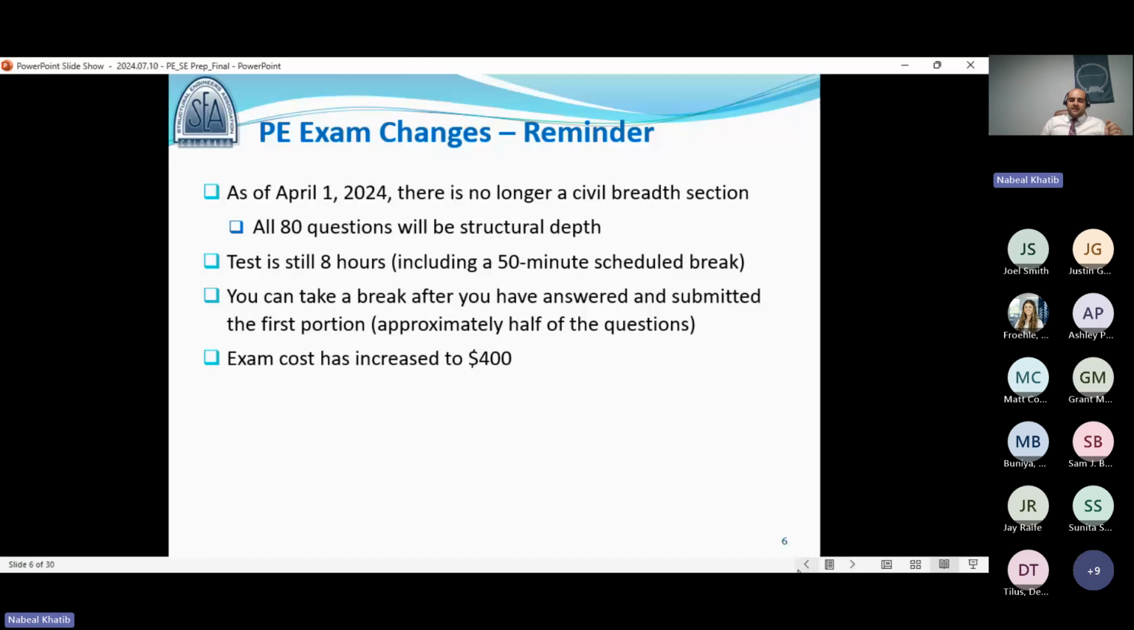And then the exam, one thing that changed about the exam, the cost was increased by $25. It was $375. Now it's $400. One comment here that I will probably be touching on more when we get to it is the 80 questions, and that's another thing that I would like to share with you based on the experience.